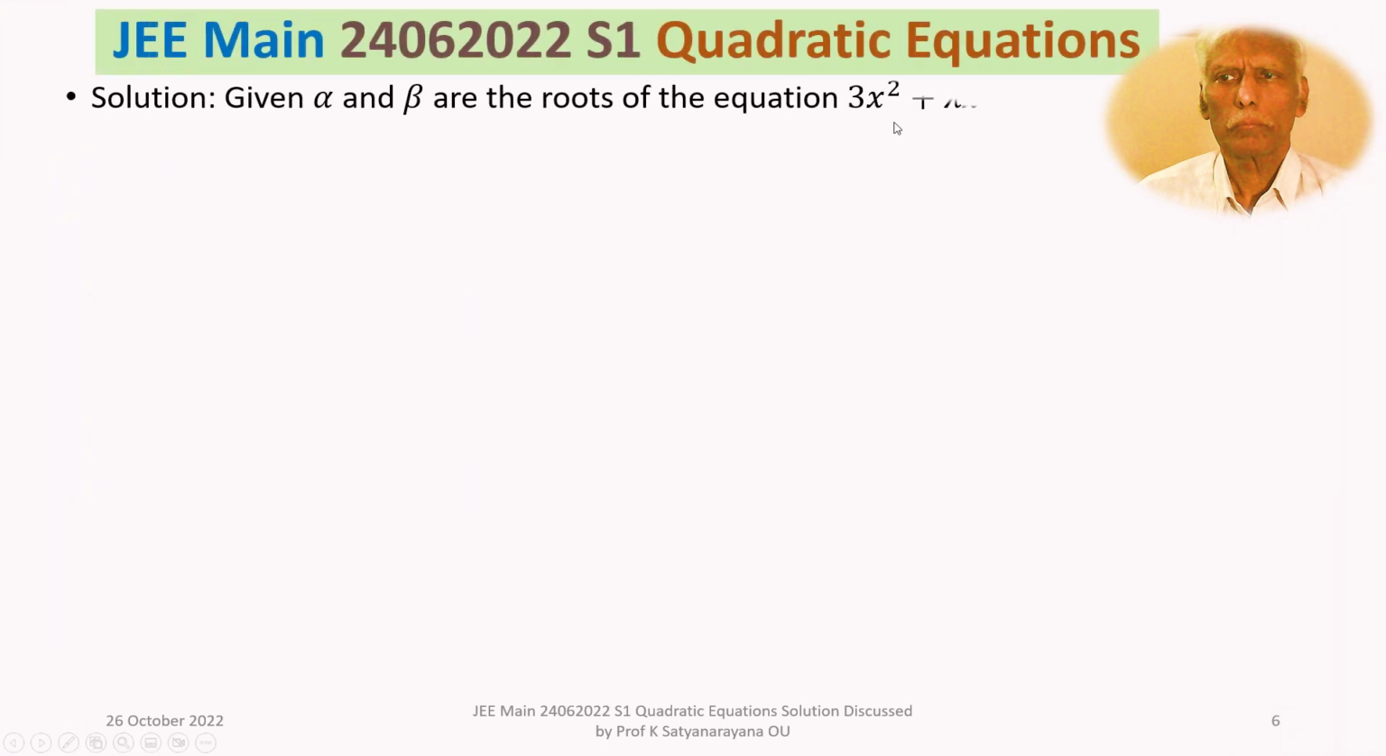We have the quadratic equation 3x square plus lambda x minus 1 is equal to 0. We are given alpha and beta are the roots of this equation. Therefore, the sum of the roots alpha plus beta is equal to minus the coefficient of x by the leading coefficient, that is 3, that is minus lambda by 3. And the product of the roots alpha beta is equal to the constant term minus 1 divided by the leading coefficient 3. So alpha beta is minus 1 by 3.